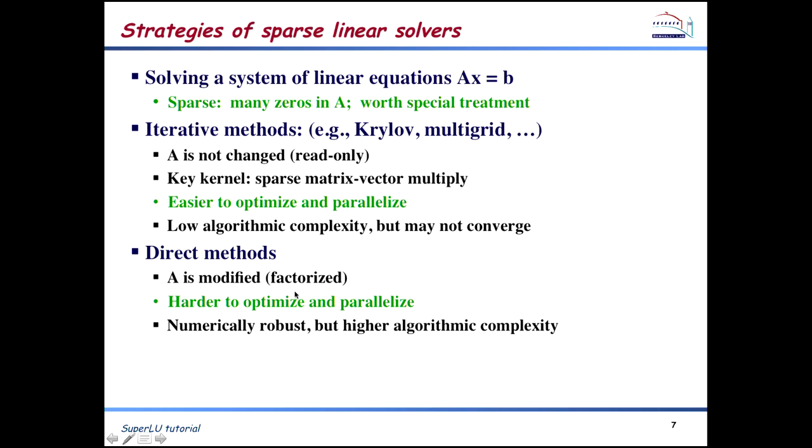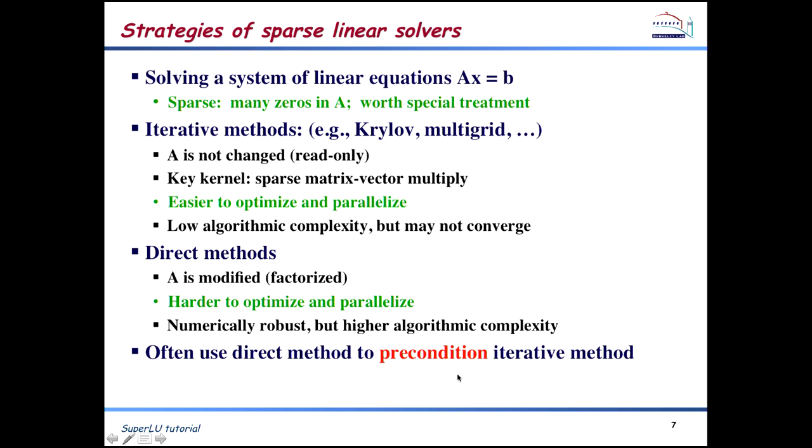And the second bigger category is direct methods. That's what this LU is for. The biggest problem with LU is that A is modified. You have to factorize this matrix, and it's not just read-only. And also, it's harder to optimize and parallelize. Numerically, it's more robust, but with higher arithmetic complexity.